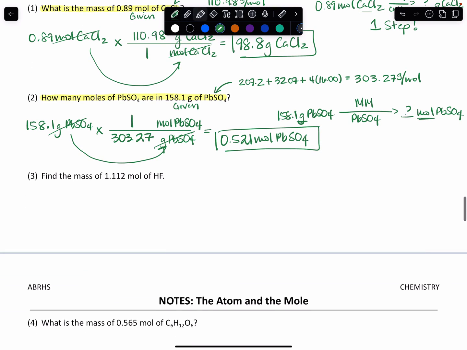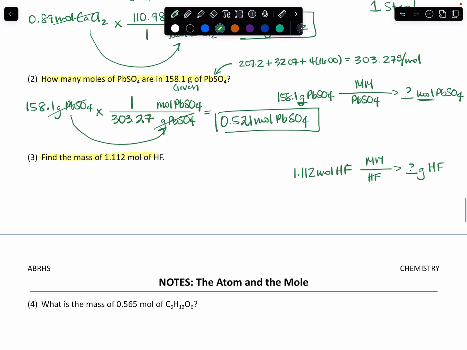All right, last one, find the mass of 1.112 moles of HF. So I've been given 1.112 moles of HF, and I need to calculate the mass of that amount of moles. So I'm going to need the molar mass of HF to make that happen. If I look at HF, it's 1.01 grams per mole plus 19.00, so I'm going to get 20.01 grams per mole as the molar mass of HF.